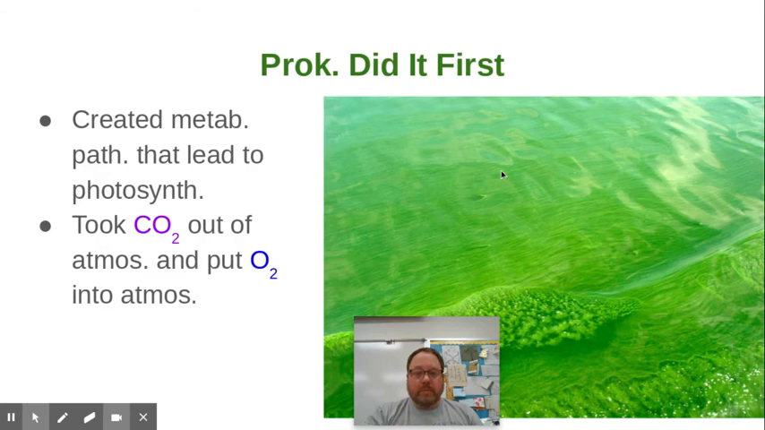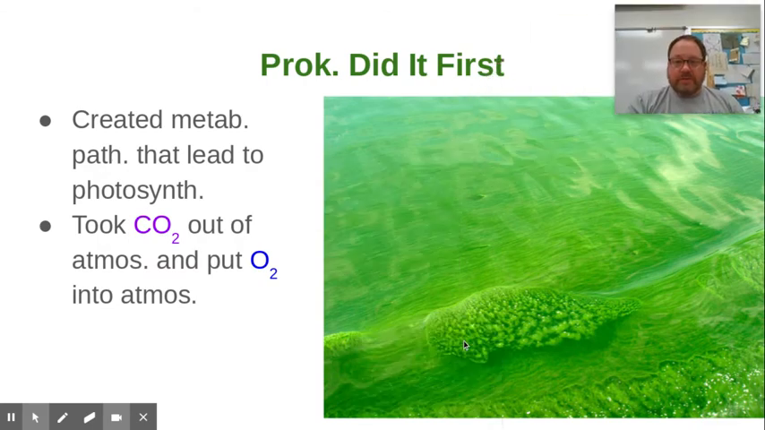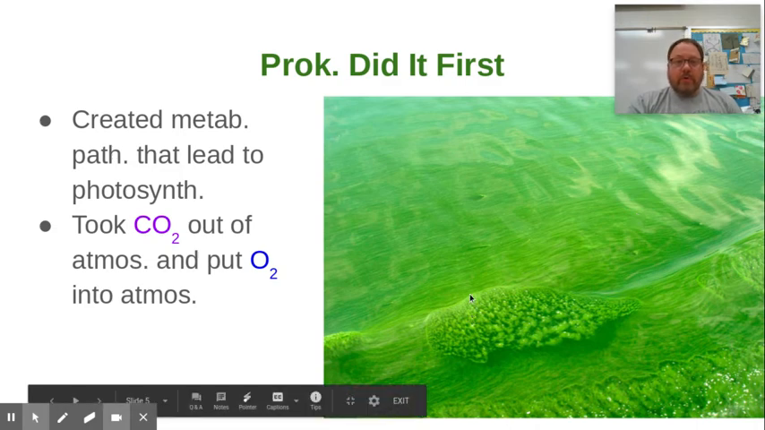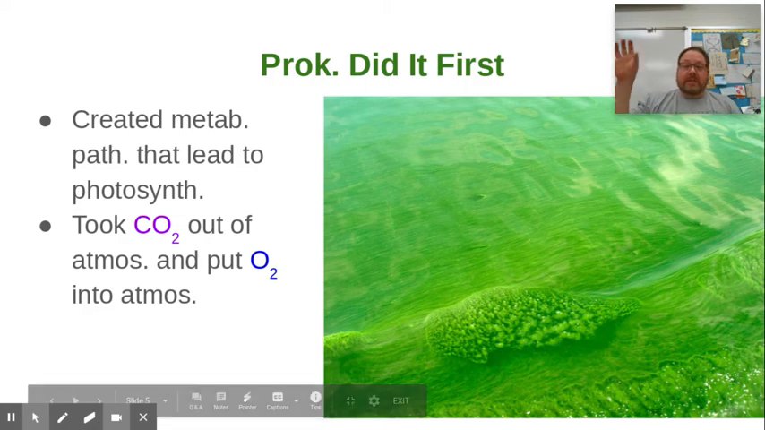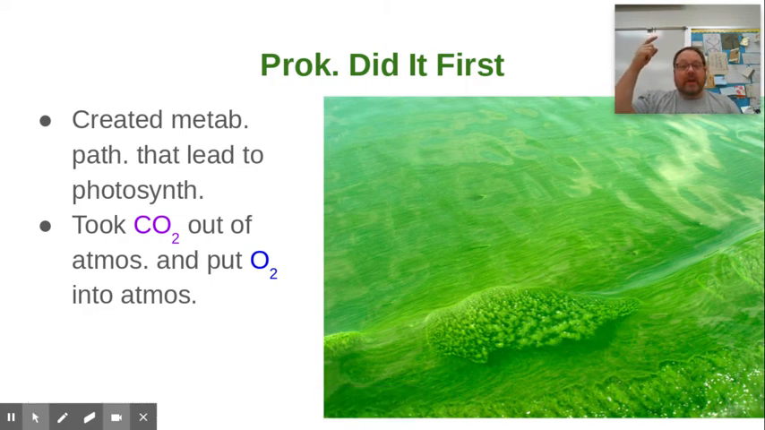All right, so prokaryotes were the first photosynthetic organisms. So blue-green algae were able to evolve in such a way that they could capture carbon dioxide from the air and rip that molecule apart and then rearrange it into sugars, okay? So the remarkable thing about this is that it completely changed the planet.